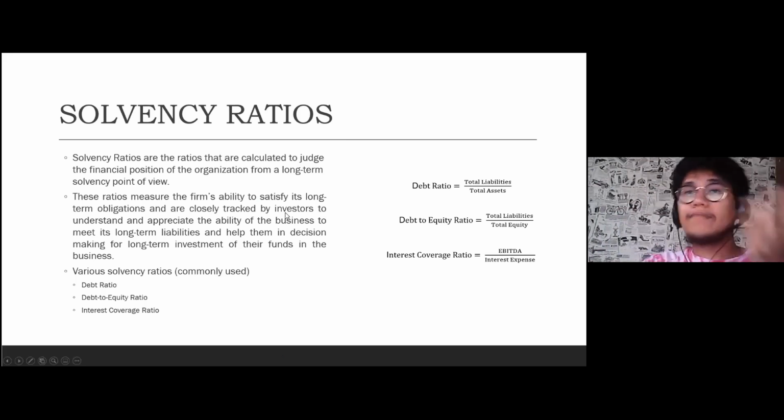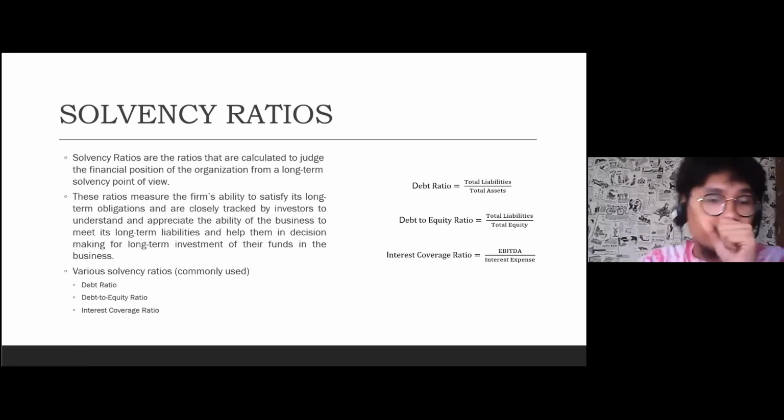Now, these are the most common solvency ratios. We have debt ratio, debt to equity ratio, and your interest coverage ratio. So interest coverage ratio is the same as your time interest earned ratio. Okay, so now debt ratio, ano ibig sabihin ng debt ratio? The formula muna tayo. So formula ng debt ratio is total liabilities over your total assets. So, ano ibig sabihin nito?